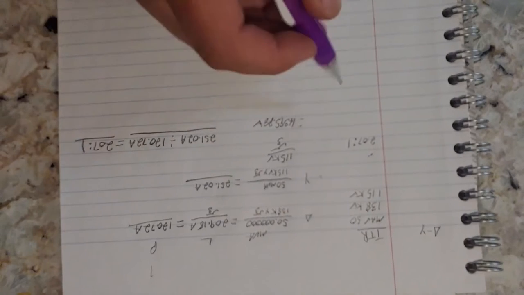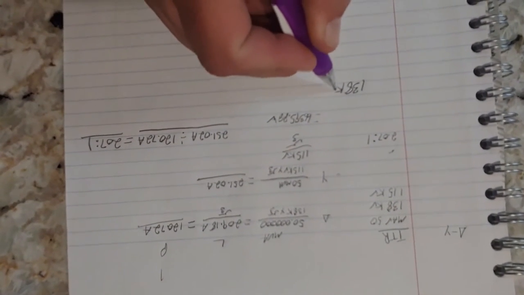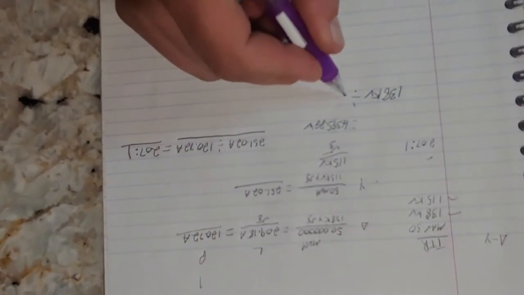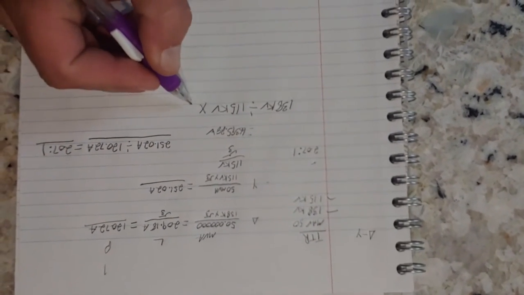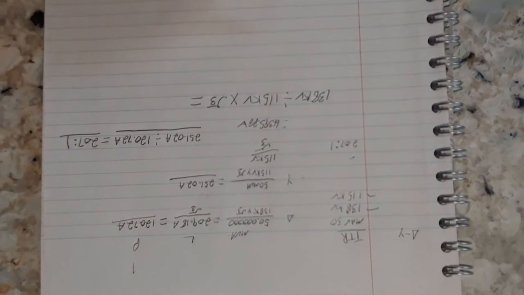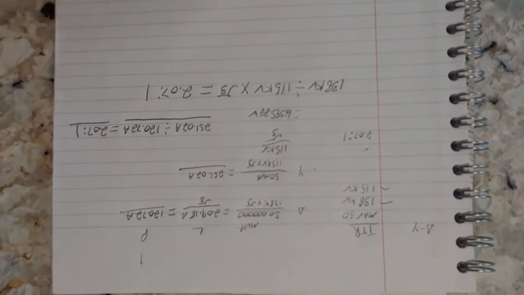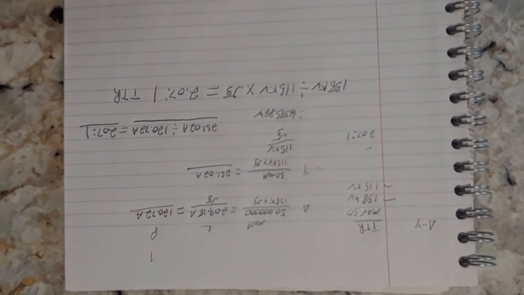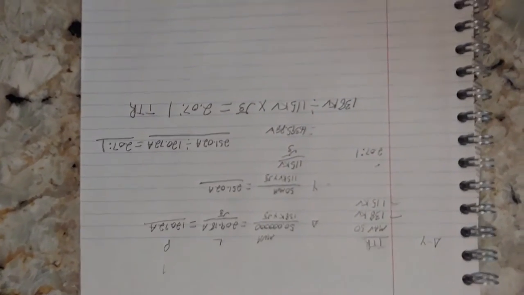And another way you could do it is you could just do 138 kV, divide that by 115 kV, and multiply that by the square root of 3. And this is going to give you 2.07 to 1 as well on your TTR, which is a very important test when you're first starting to test your transformers.